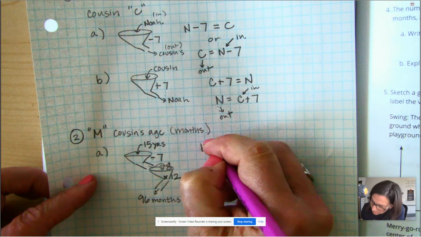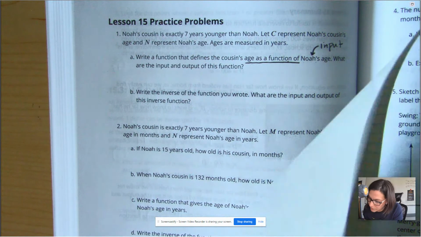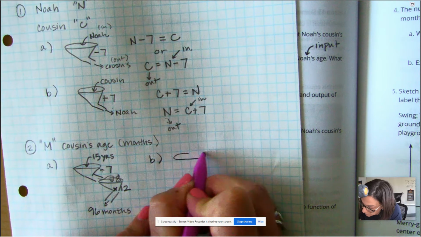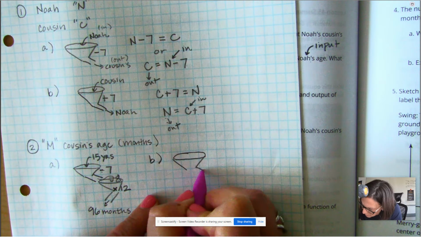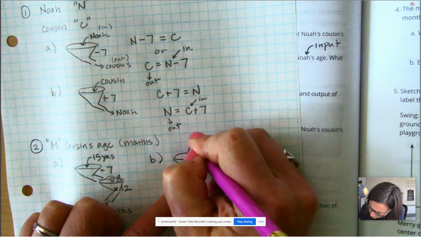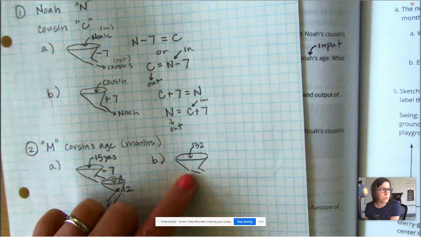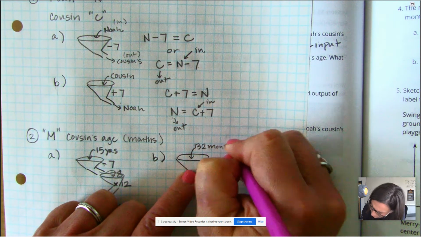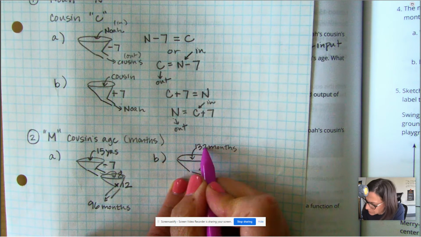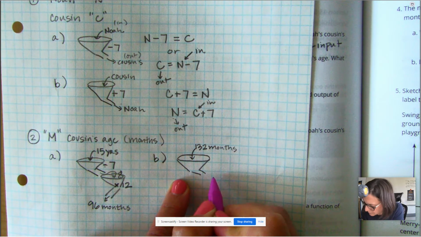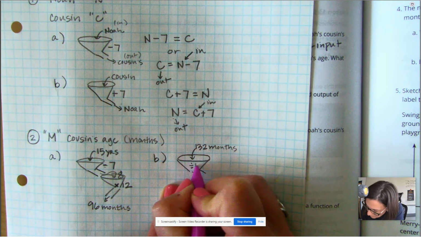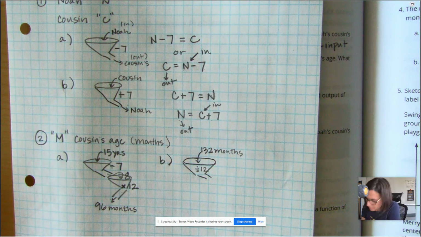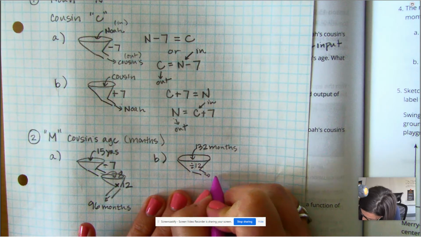Let's do B. What if we start with Noah's cousin who's 132 months? If you put 132 months in there and you're trying to figure out how many years old Noah is, the first thing is to convert this to how many years old the cousin is. So we'll divide by 12. That gives you 11.